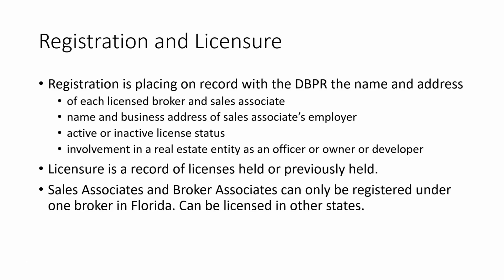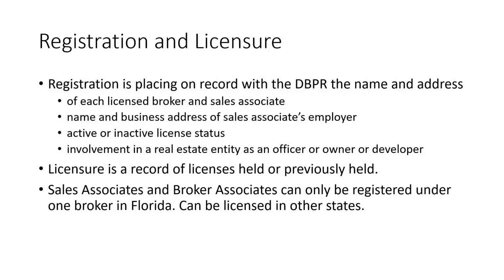Registration and licensure. Registration is the fact of placing on record with the DBPR the name and address of each licensed broker, or the name and business address of a sales associate's employer, active or inactive license status, and also if you're involved in a real estate entity as an officer or an owner or developer. Licensure is a record of the licenses held or previously held by individuals.